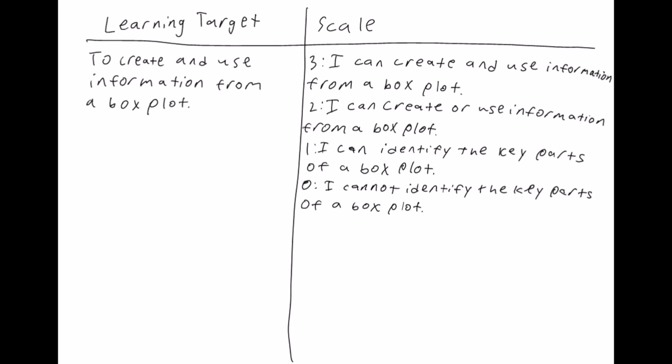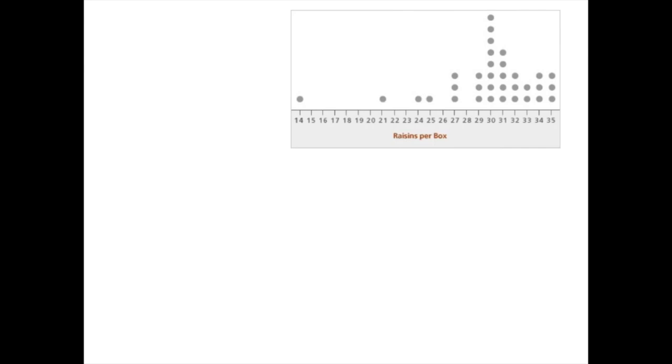1. You can identify the key parts of a box plot, but you don't really know too much about what they mean. You just can identify them. Like, that's a median, that's a minimum, that sort of thing. And 0, you cannot identify the key parts of a box plot. Let's get started. Alright, so let's start off with this dot plot here.